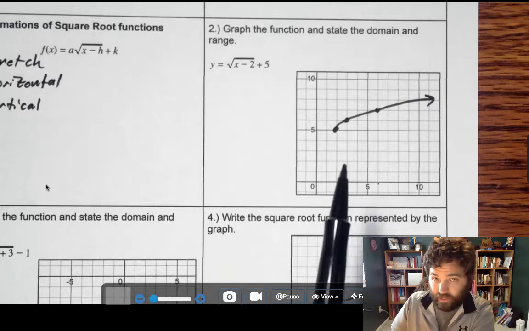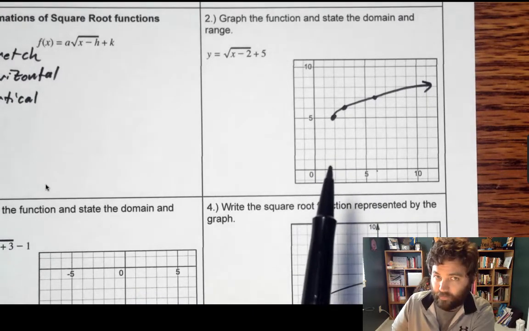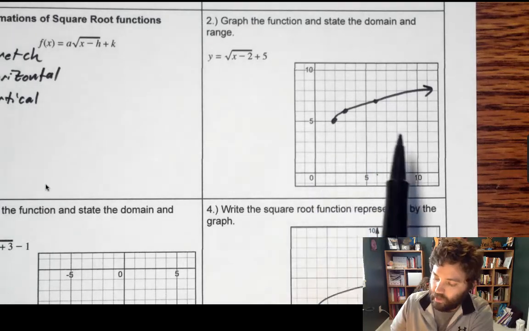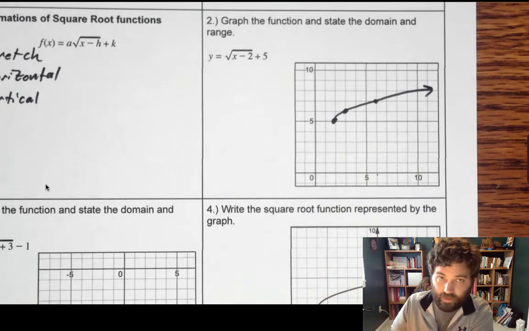Another thing for this assignment, I did include in the packet graph paper that corresponds to each problem. So hopefully you will find that helpful for doing the assignment.